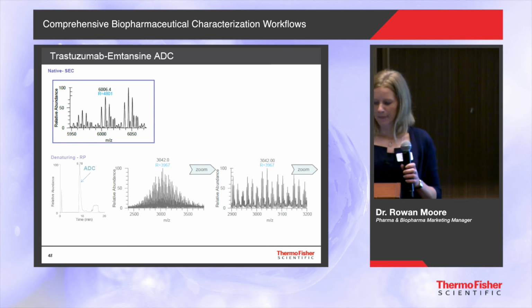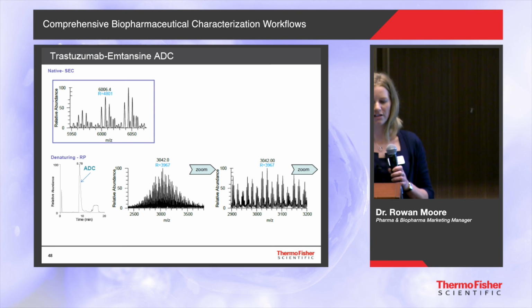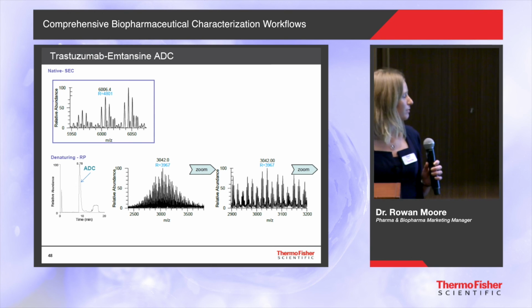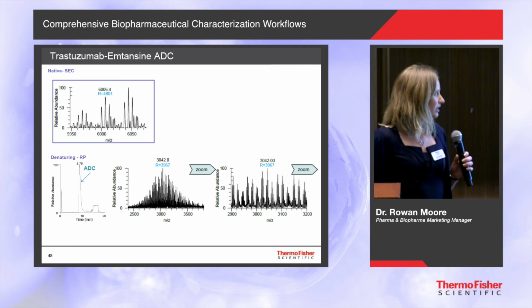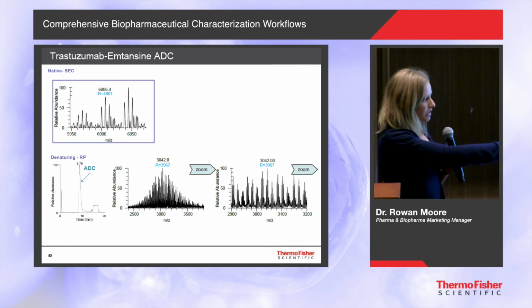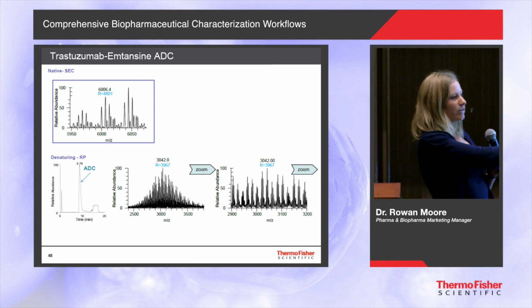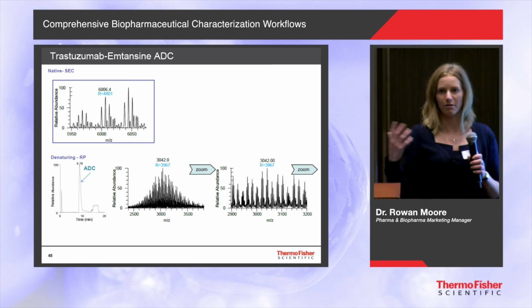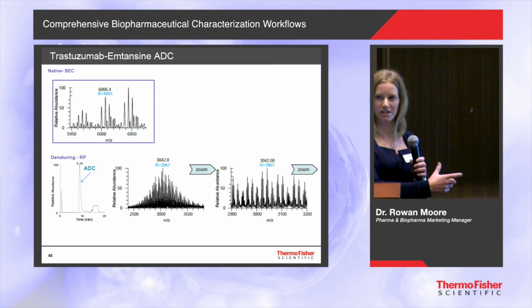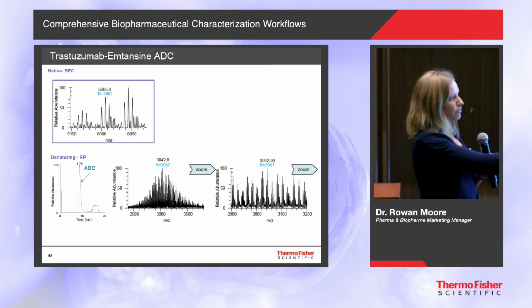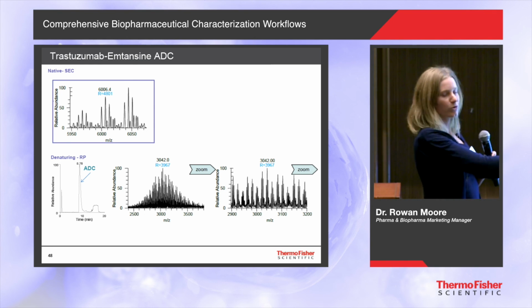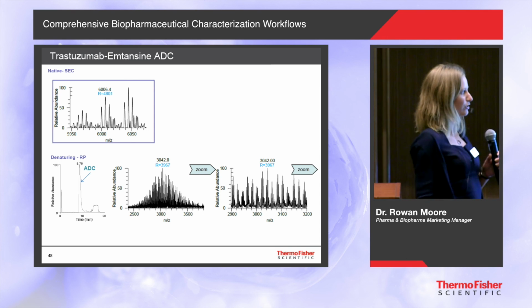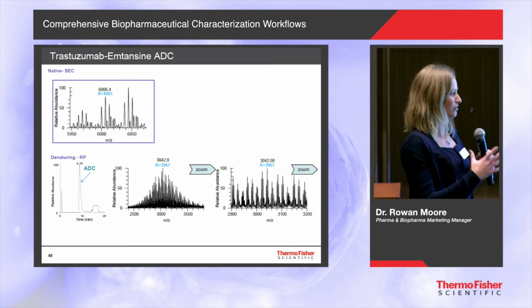Now if we compare this to the denatured reverse phase separation of the antibody, again you can see the ADC eluting nicely there. You can see the mass range immediately is much lower, and that's because the protein is carrying more charges, so it sits at a low mass to charge. And also that multiply charged envelope is spread over a broader area, so we've diluted the concentration or the signal.